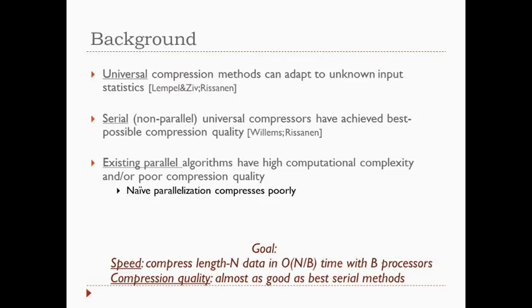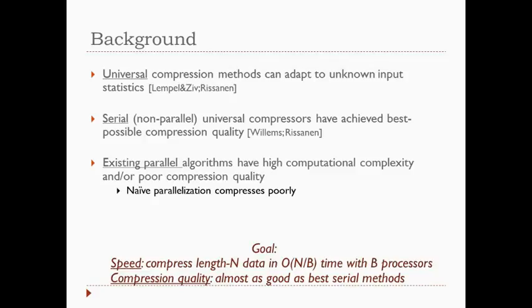Some background. Universal compression methods can adapt to unknown input statistics. Now, when you consider serial compression methods, which are not parallel, the best serial universal compressors have already achieved the best possible compression quality. At the same time, existing parallel algorithms have either high computational complexity and/or they don't really compress very well. As an example, we'll see soon that naive parallelization doesn't compress well.